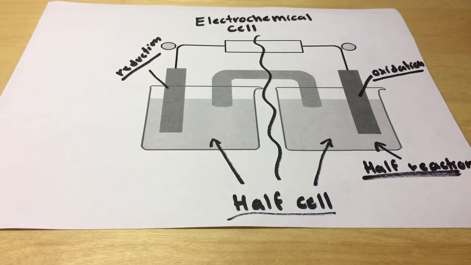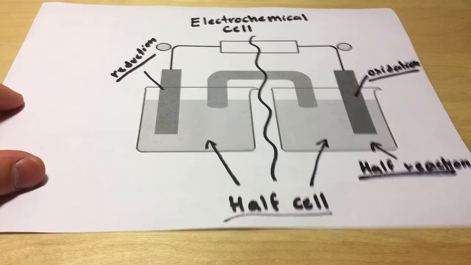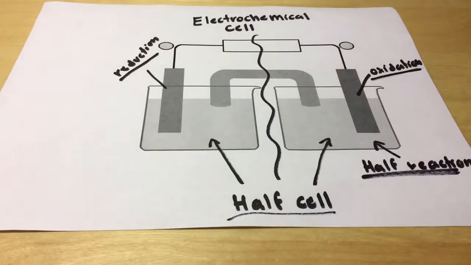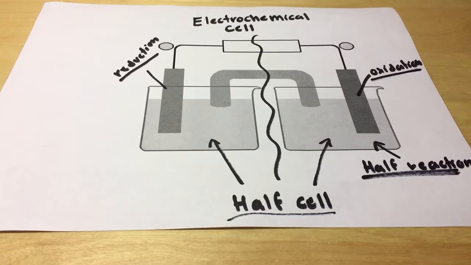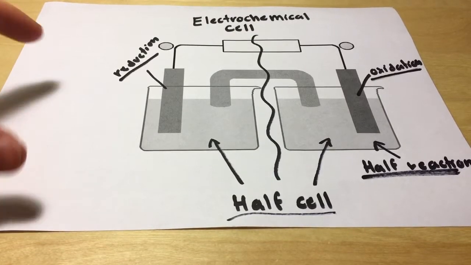And these two reactions, they're different from each other. One side of the electrochemical cell is an oxidation reaction, and the other side of the electrochemical cell is a reduction reaction. And when there's an oxidation reaction and a reduction reaction occurring at the same time, electrons are flowing, and that is what causes energy to be produced.